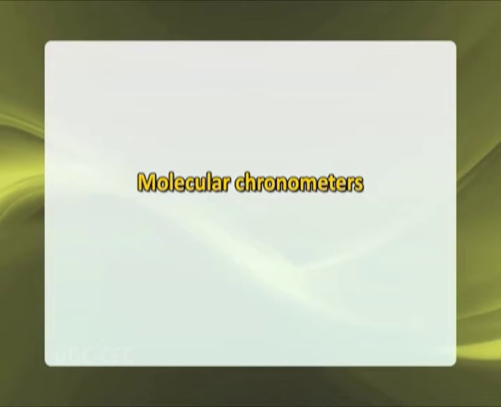Now, dear students, let's learn about another section of this lecture, that is molecular chronometers. A phylogenetic marker is a highly conserved protein, that is ubiquitin, or nucleic acid, for example rRNA, whose rate of mutation is constant and which can therefore be used to construct phylogenetic trees.